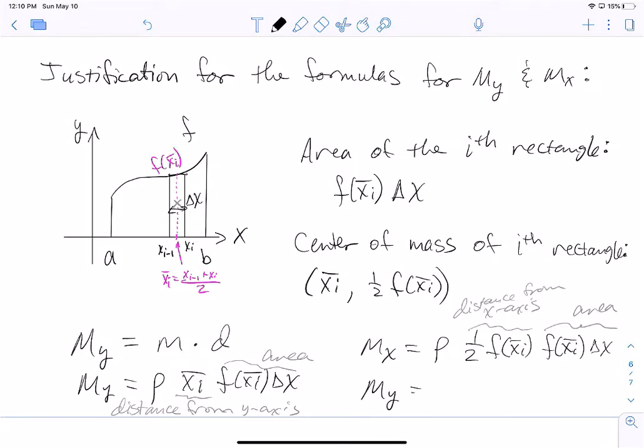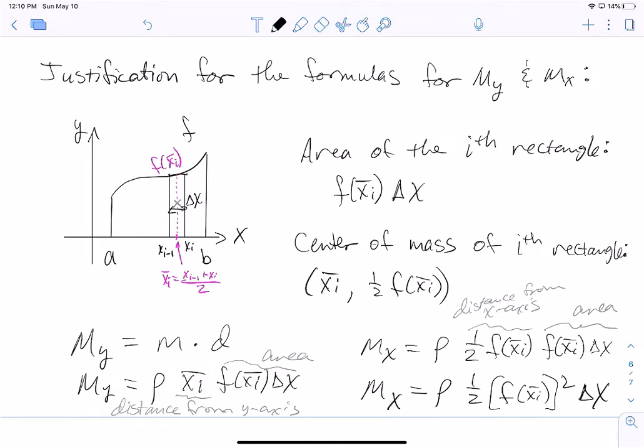So the moment about the x-axis then becomes rho times 1/2 of f of x sub i bar squared, the 1/2 f of x sub i bar coming from the distance from the x-axis for the center of mass, and the other f of x sub i bar for the squared coming from the area. Oh, and let's not leave off our delta x. And these are, of course, incremental moments. Whoa, I called that second one m sub y.